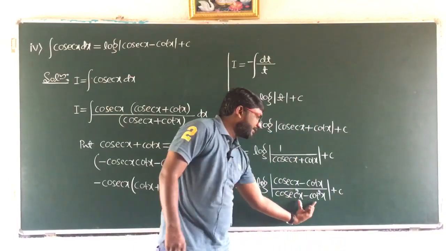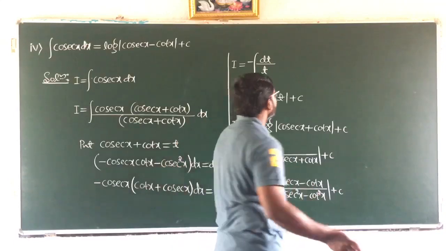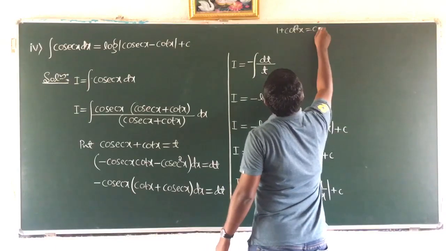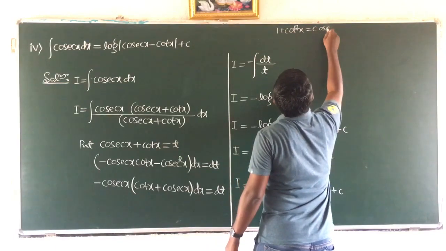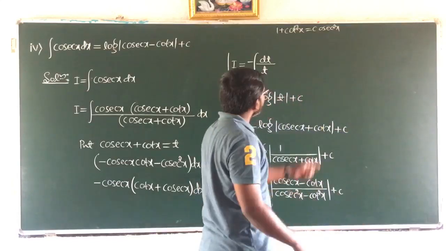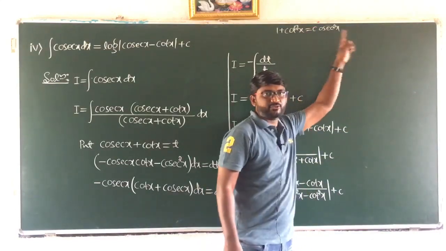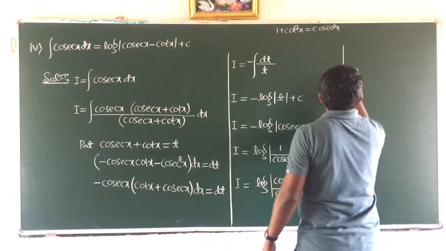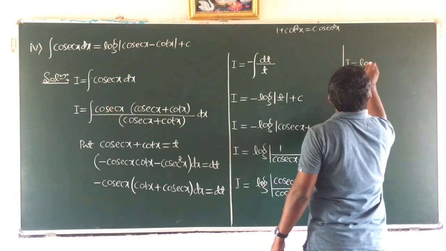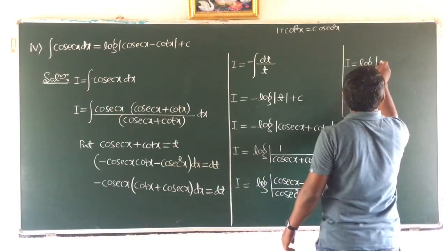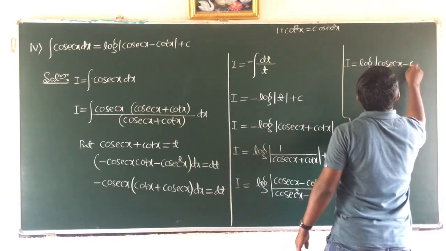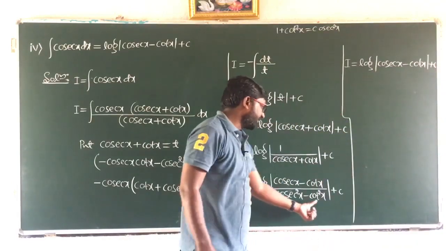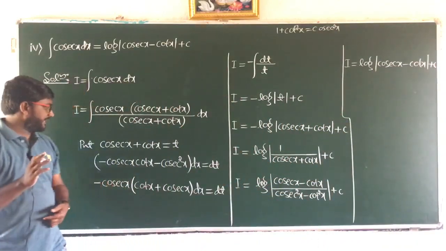What is the denominator now? From the standard identity it is 1, because 1 plus cot square x is cosecant square x. Take cot square x to the RHS, it becomes minus cot square x, so that will be 1. So I is equal to log mod cosecant x minus cot x plus c, because the denominator is 1 here. So this is all about the fourth standard integral.